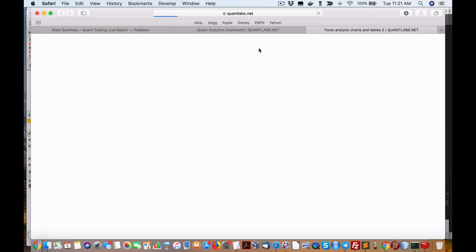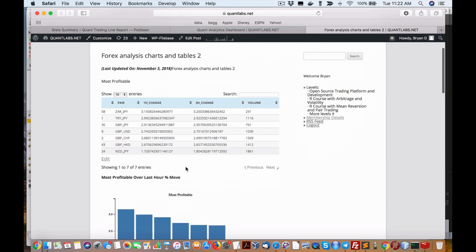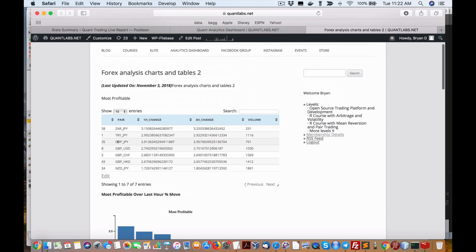Forex is kind of weird. It's up and down like a toilet seat. But what I'm trying to figure out here is the hourly change and the 3-hour change here. Now, I had my meetup last night, brought this all up. We have the South African Rand here at 3.15, the Lira, and both the Turkish Lira against the Japanese Yen, and then you get into the ones that are moving here, the British Pound, Japanese Yen, British Pound, US Dollar, British Pound, Swiss Franc, British Pound, and the Hong Kong Dollar.